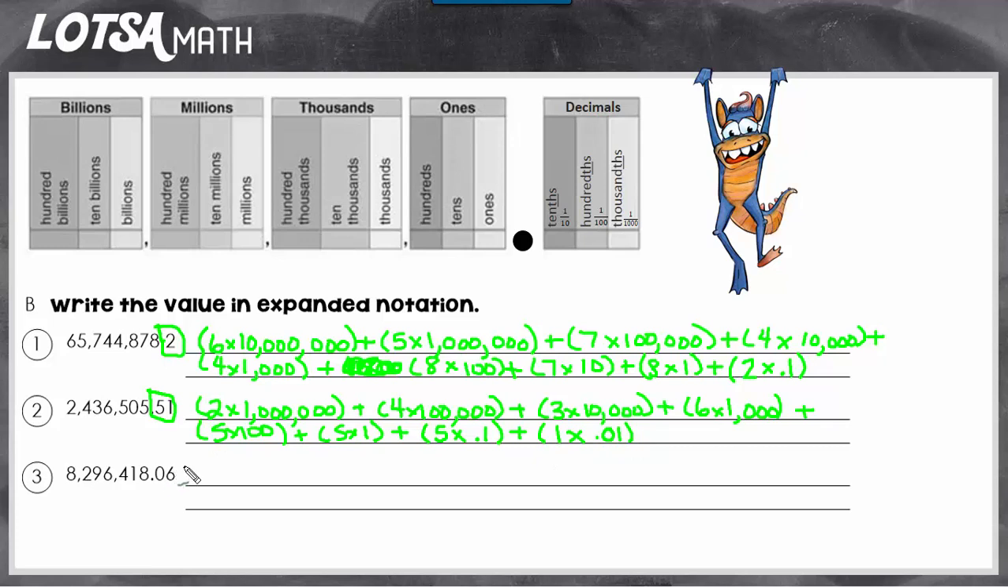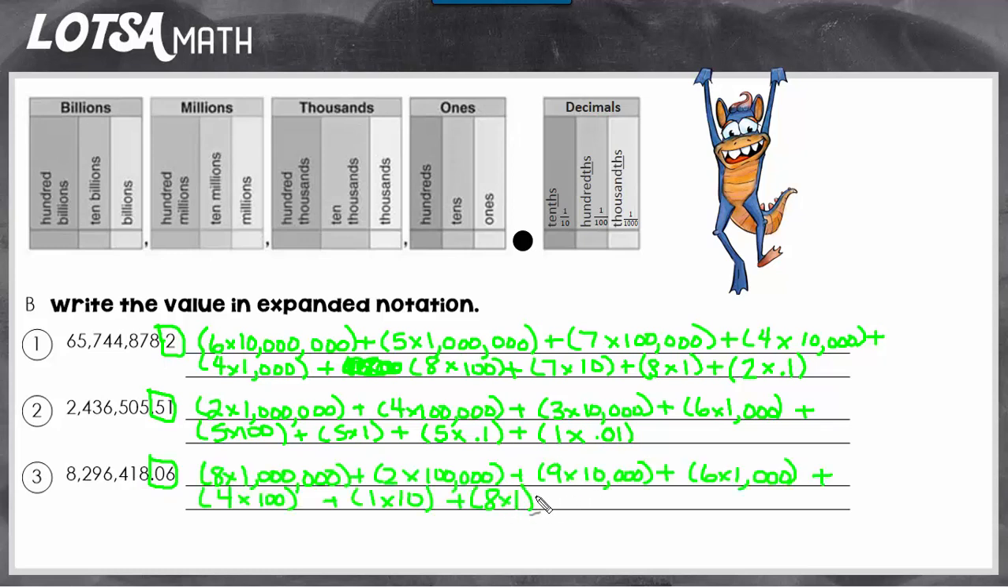So let's look at one more example. So the first thing you want to do is kind of find the decimal part and save it for last, and do the whole number part just like you've been doing. Okay, now we're going to add on the decimal part.